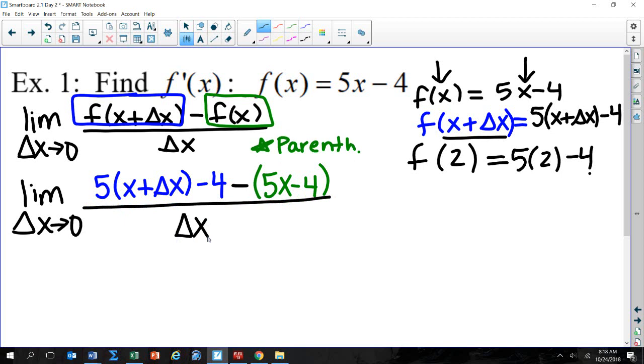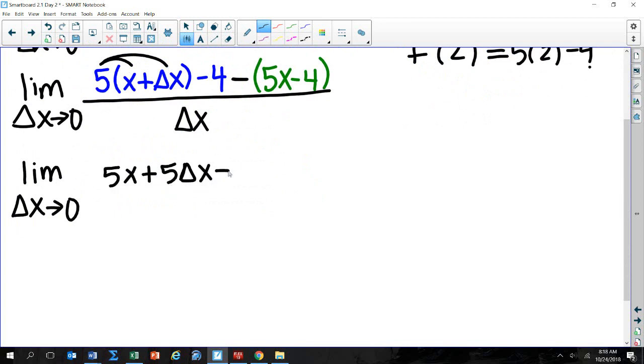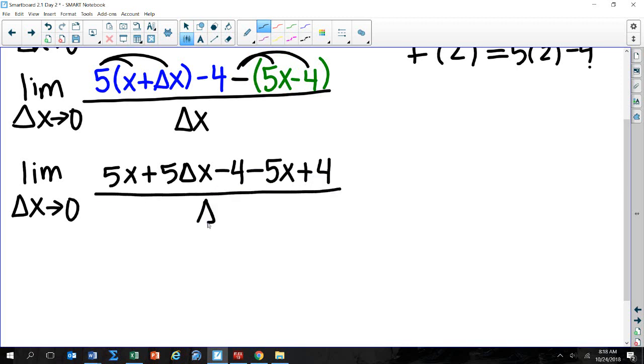So now I'm just going to start multiplying things out. We want to multiply things out in the numerator and combine like terms. So I get the limit as delta x approaches 0 of, this would be 5x plus 5 delta x minus 4, and then distribute the negative through, minus (5x minus 4), all over delta x. Any questions about that so far?